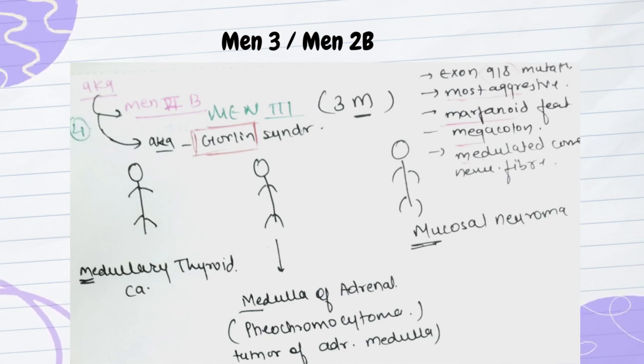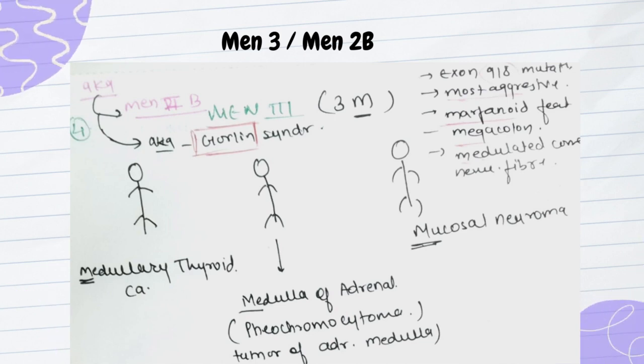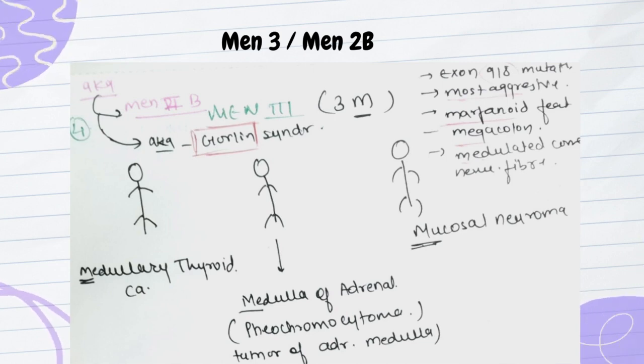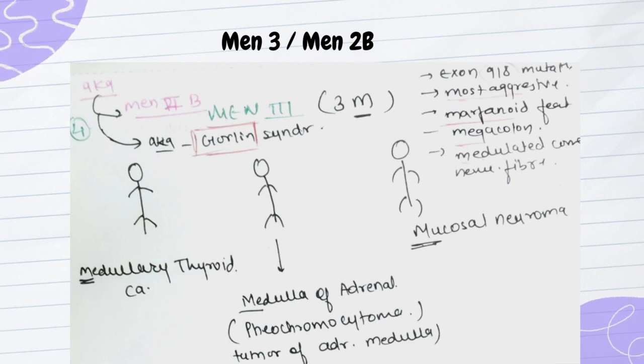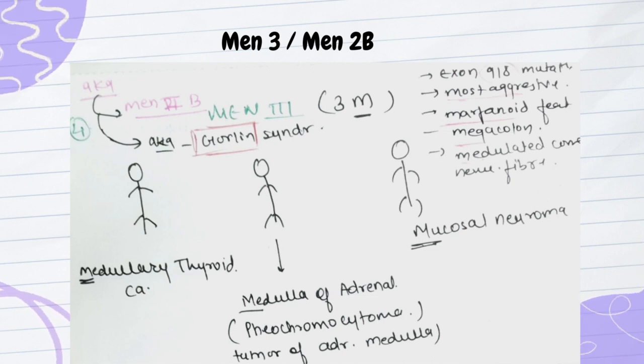Now MEN 3 has three manifestations. That is, the first has medullary thyroid carcinoma, the second has a tumor of the adrenal medulla, also called pheochromocytoma, and the third has mucosal neuroma. It also occurs due to exon 918 mutation.